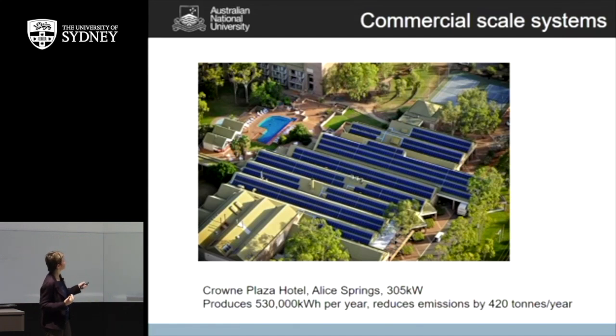This was one of the early ones in Alice Springs, which is right in the middle of Australia. It was particularly attractive to install this one because in Alice Springs, they don't have an electricity grid that's connected to the rest of Australia. They have their own isolated electricity grid, and because of that, their electricity is more expensive than in the rest of Australia.